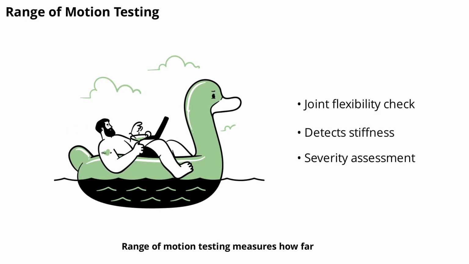Range of motion testing measures how far you can move your joints in different directions. Doctors use tools like goniometers to assess flexibility and detect stiffness or contractures. Limited range of motion is a common sign of osteoarthritis and helps determine the severity of joint involvement.